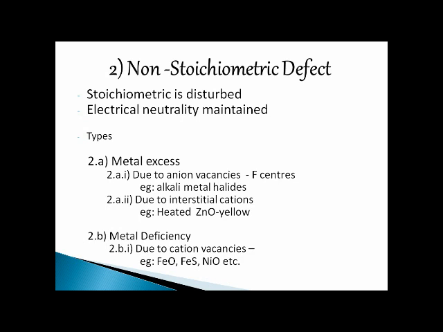So, the example for the second type of metal excess defect is zinc oxide. It's yellow in color. So, a question may come like this: zinc oxide is yellow in color during heating, but zinc oxide is white in color at room temperature. Give reason. So be prepared.